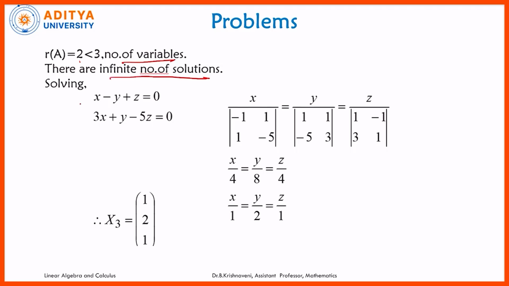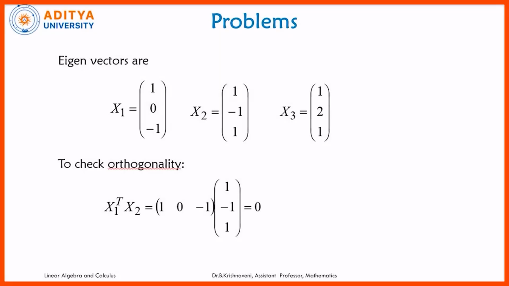On solving by the same process, we get x by det of minus 1 1 1 minus 5 is equal to y by det of 1 1 minus 5 3 is equal to z by determinant of 1 minus 1 3 1. That gives x by the determinant value 4 is equal to y by the determinant value 8 is equal to z by the determinant value 4, which can be written as x by 1 is equal to y by 2 is equal to z by 1. Therefore, the eigenvector is given by (1, 2, 1). At last, you got all the 3 vectors x1, x2, x3.